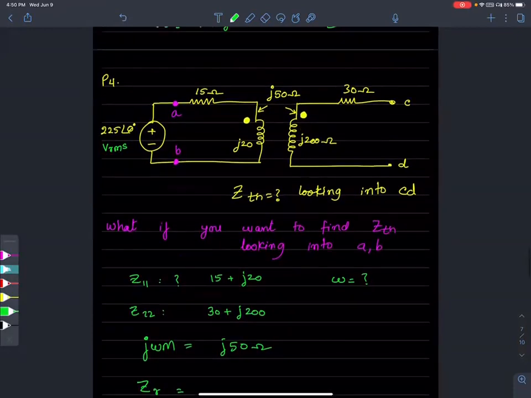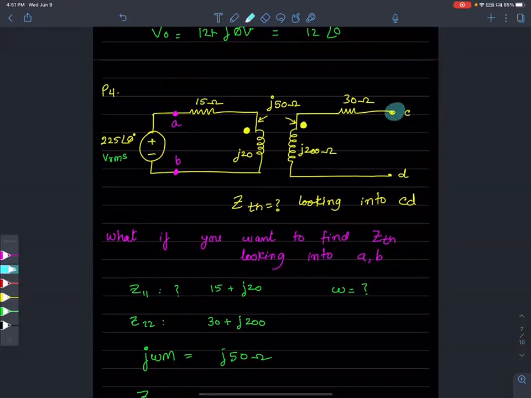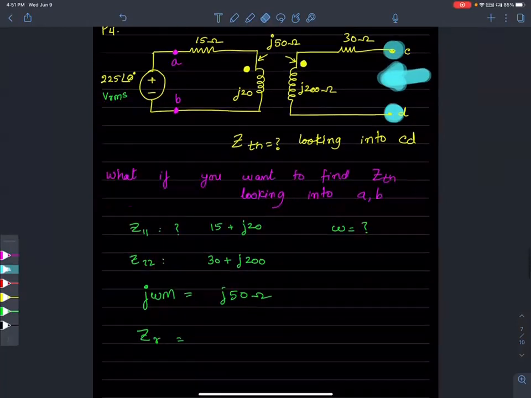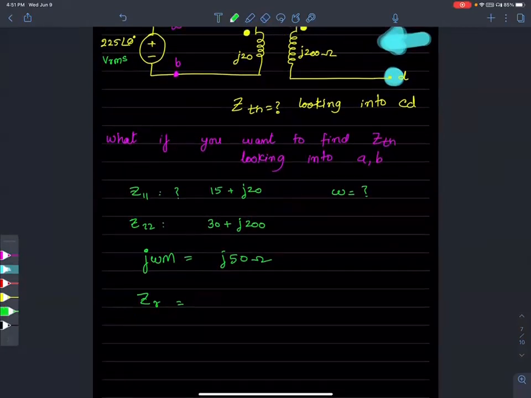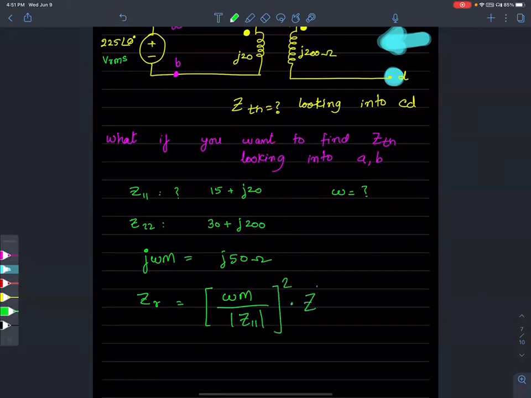Or in other words, the idea is we are interested in looking at the impedance into the terminals of C and D. Therefore, the reflected impedance is going to be coming in from the other side, the Z11 side. So the impedance reflected from the primary side is going to be omega M by mod Z11, whole squared, times the complex conjugate of Z11.